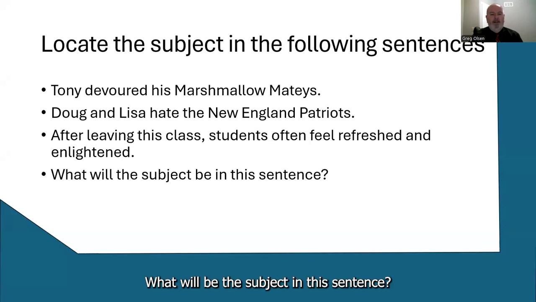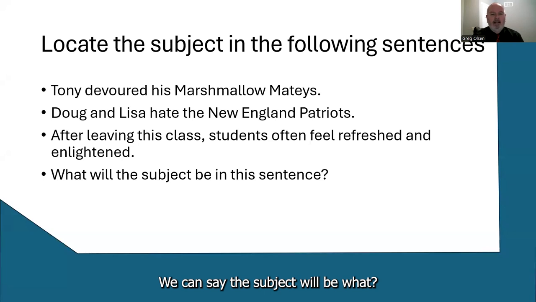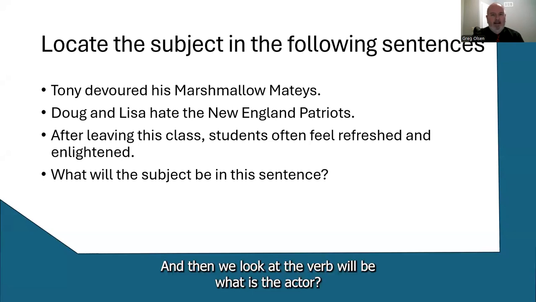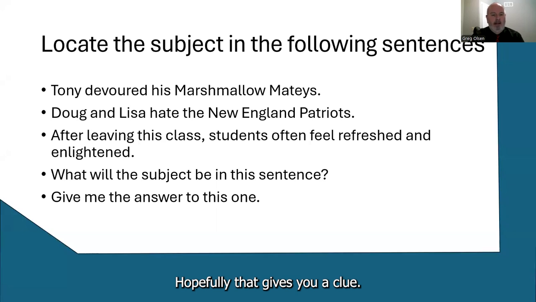What will be the subject in this sentence? This one is also a little bit trickier. We can rearrange the sentence to make it a little bit easier to spot the subject. We could say the subject will be what in this sentence? Okay, and then we look at the verb will be, what is the actor, what is the thing that will be? Hopefully that gives you a clue. And then give me the answer to this one.